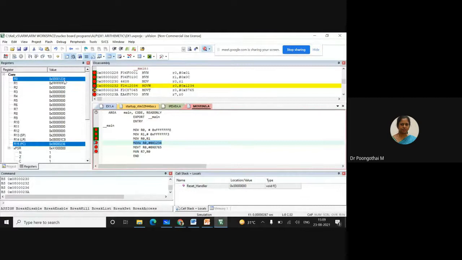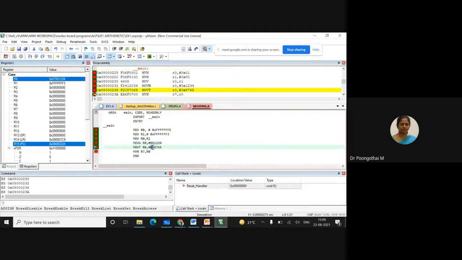Are you able to see it? Yes, ma'am. Here your R0 is updated with only a 16-bit value. Your MSB bits are cleared here. So this is for accessing only the lower half word. And next I am going to execute move top. So this instruction is used to fill the MSB, that is the upper half word. So now your MSB of R0 is filled with 8765. Now your R0 holds this 32-bit value.